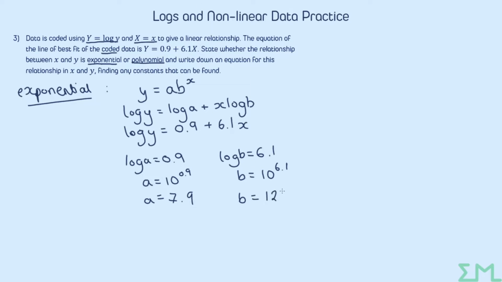1, 2, 5, 8, 9, 2, 5. I'm not going to bother with decimal places there. Not going to make much difference to the number. So therefore we can write down a final answer. Y equals 7.9 times 1, 2, 5, 8, 9, 2, 5, about 1.3 million, to the power of x. And we are done.